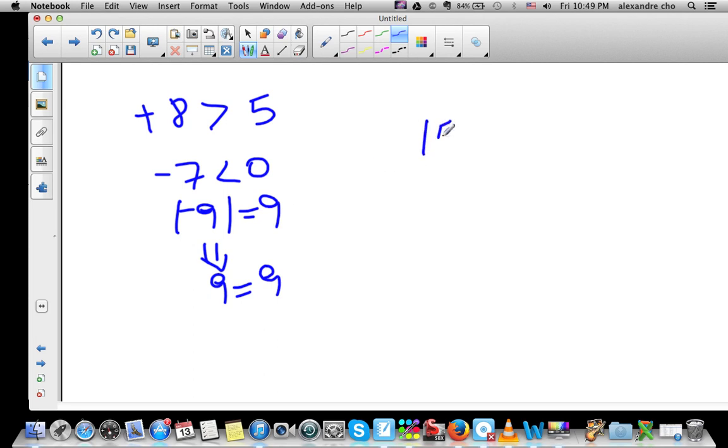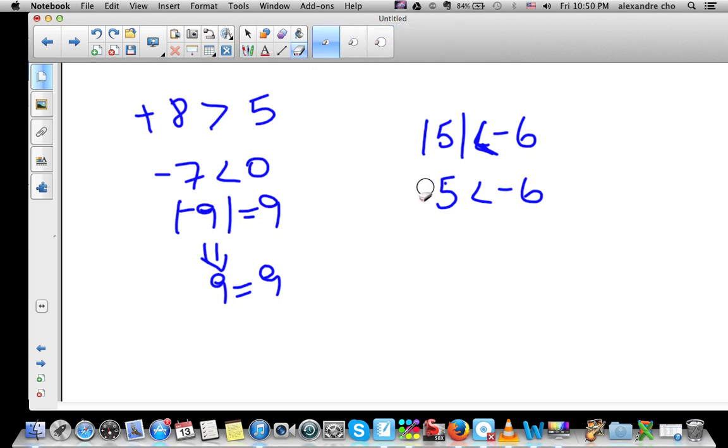26, absolute value of 5 is less than negative 6. Well, absolute value of 5 is 5. And is that less than negative 6? No, it's not. So how do we change this? We can change that by making this one a positive. 5 is less than 6.